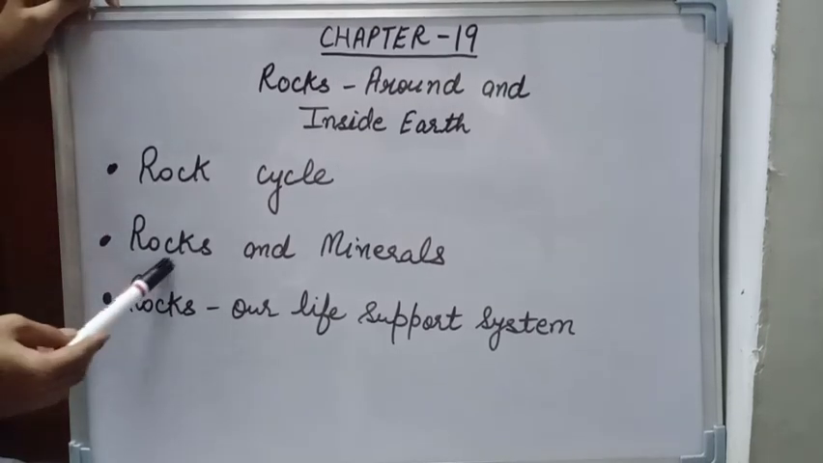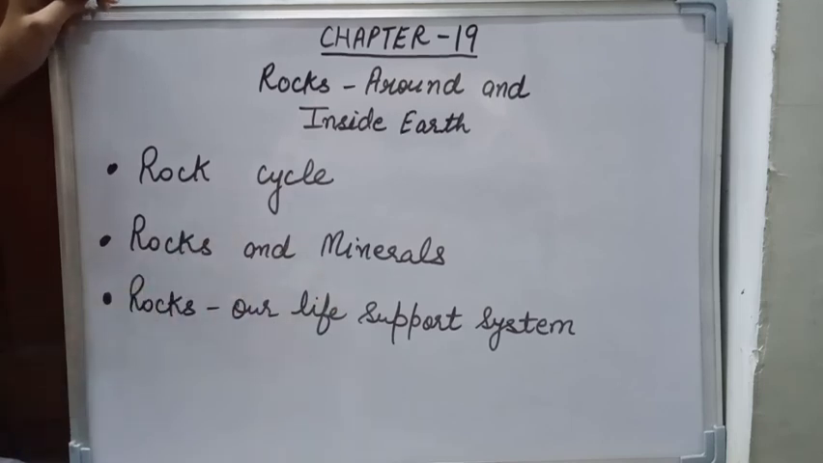Next is rocks and minerals. All rocks are made up of several minerals. What are minerals? Minerals are naturally occurring substances which have a fixed chemical formula. There are about 4,000 known minerals on earth. Most minerals are compounds of two or three elements.